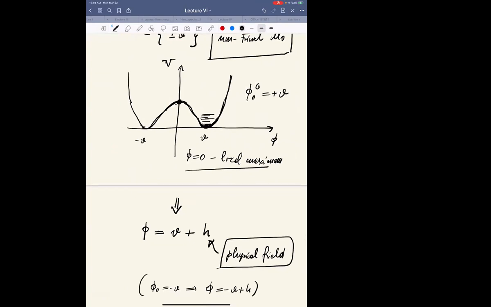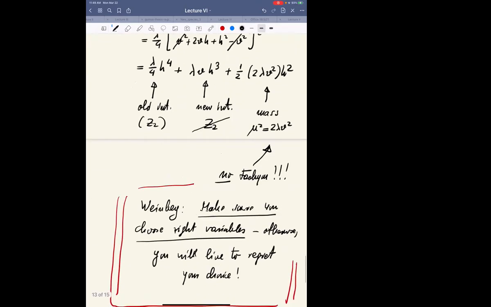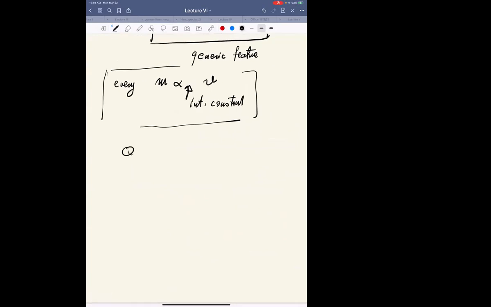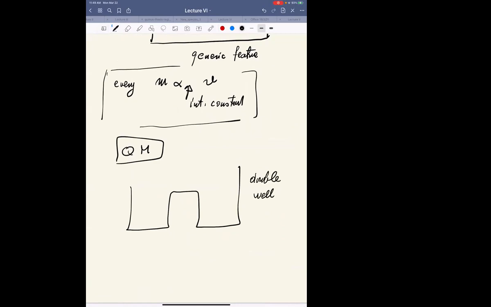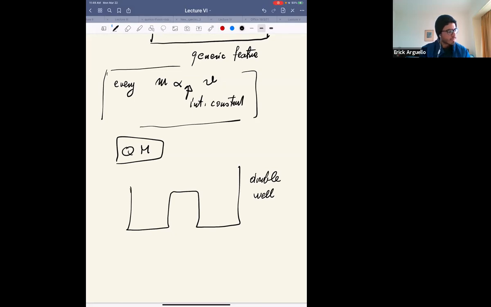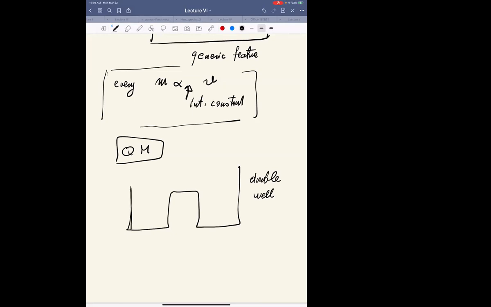What happens in quantum mechanics? Let's go back to quantum mechanics, which you studied a lot. And I give you a potential like this. Double well potential. What will happen? The tunneling. Sorry? Tunneling. I couldn't hear. Tunneling, yes, of course. You don't live here, you just tunnel through.